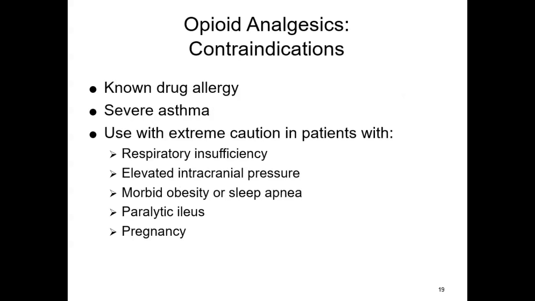There are several reasons a person should not have opioids. That would be, of course, a known drug allergy. Somebody with severe asthma, because of the respiratory effects, and use it very cautiously with all of those others that you see there. So increased intracranial pressure, people with morbid obesity, sleep apnea, people with paralytic ileus, because remember what opioids do to the gut. Pregnancy, because of the results on the fetus, and also you can end up with a neonatal abstinence syndrome.